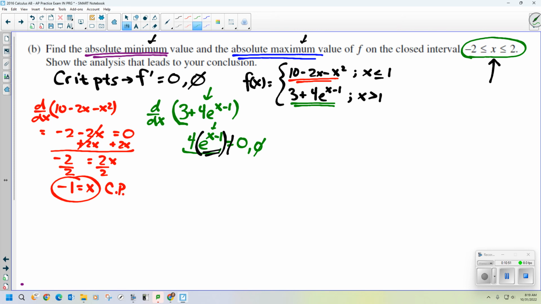But we need to check right at 1. We said it was continuous at 1 in the previous problem, 6a. We check to the left of 1. We check to the right of 1, but what about right at 1?